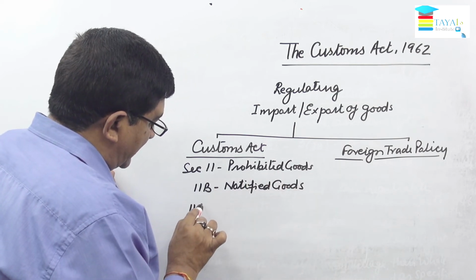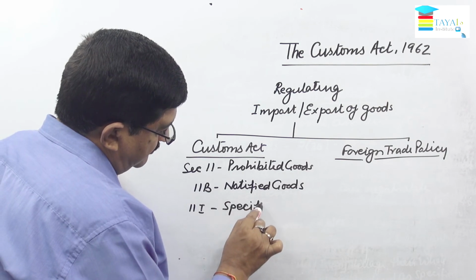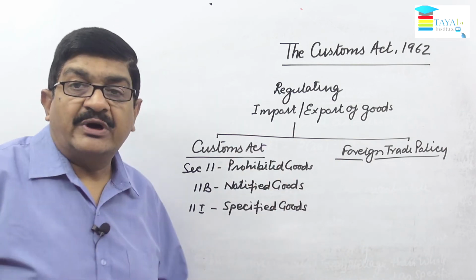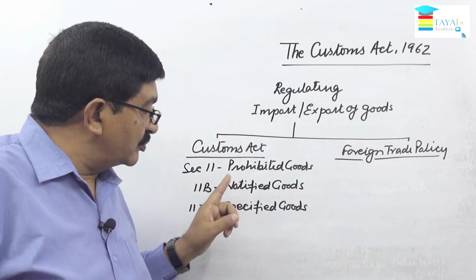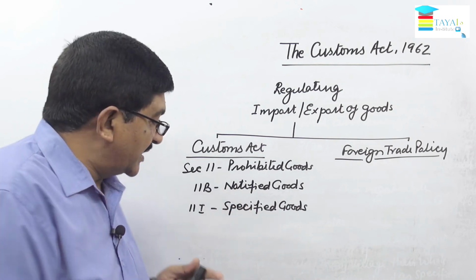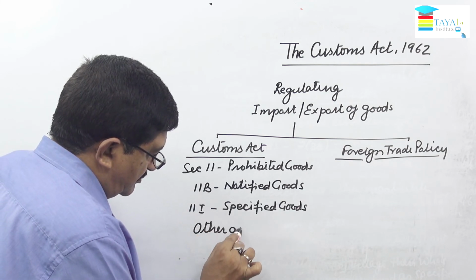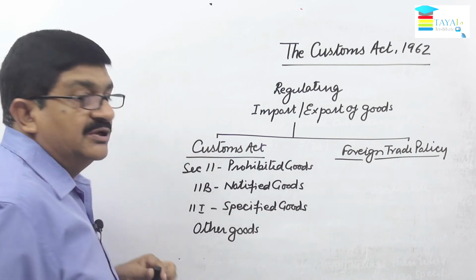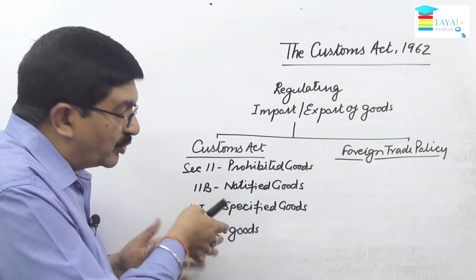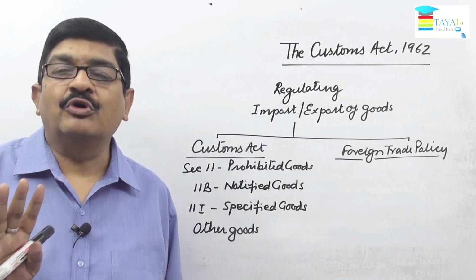And under Section 11I, we have provisions regarding specified goods. So, under the Customs Act, we have prohibited goods, notified goods, specified goods, and then all other goods. Right. So, the basic presumption is that all goods other than prohibited, notified, specified are allowed to be imported freely. The basic assumption is not wrong.